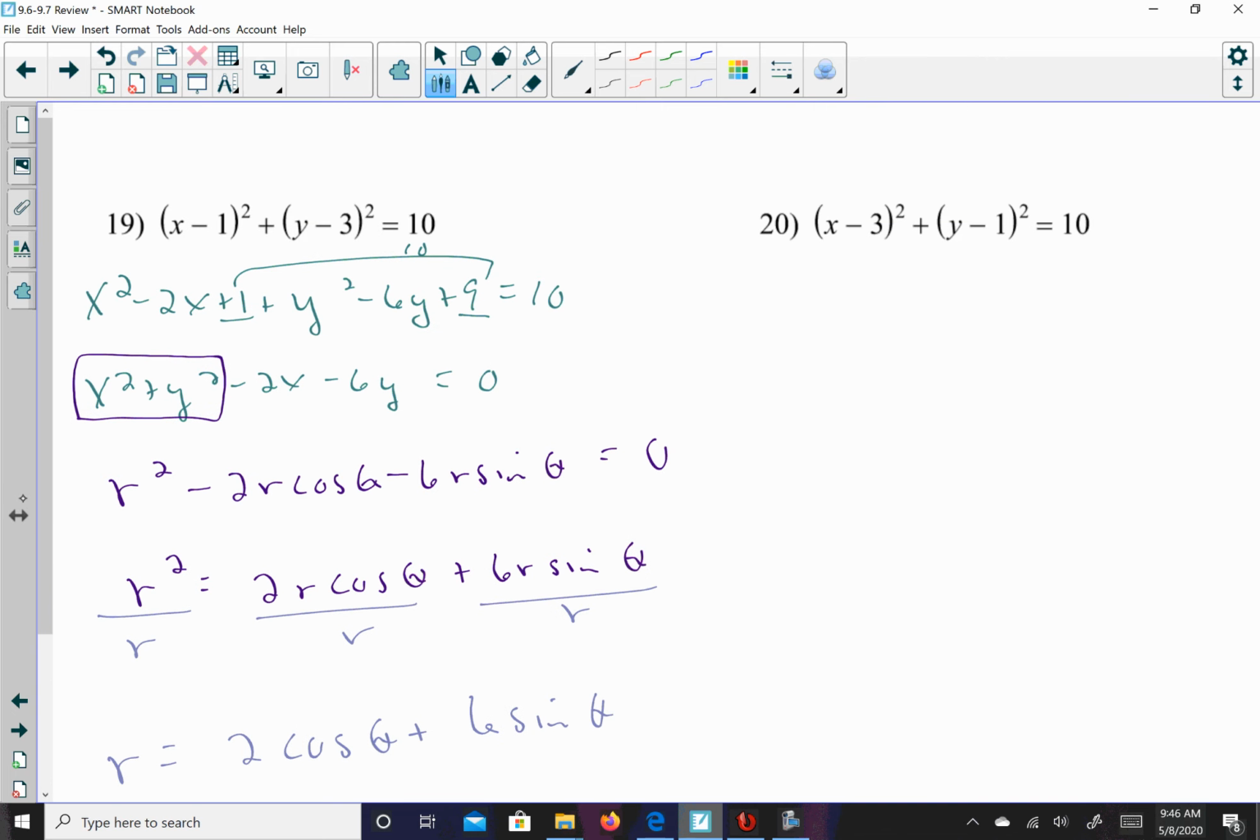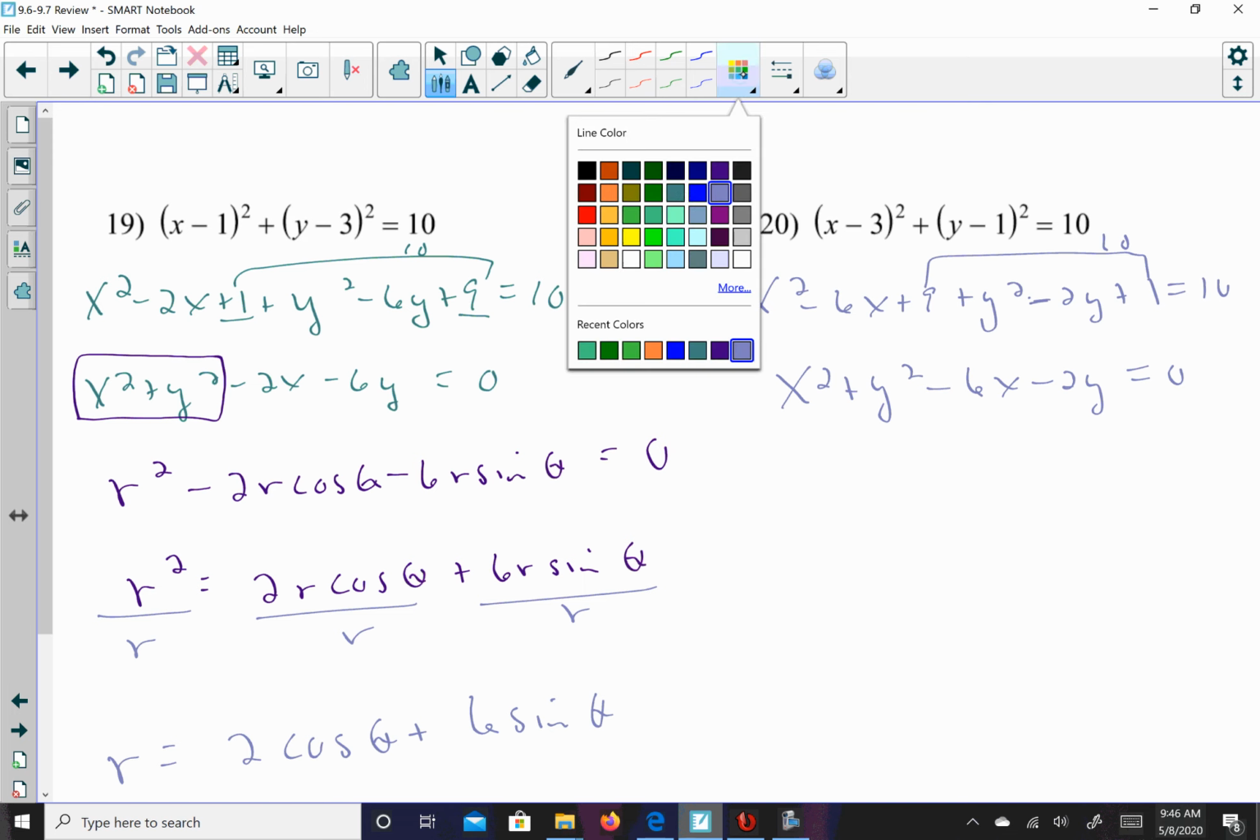Okay, the next one's the exact same procedure. I'm going to first FOIL. So x squared minus 6x plus 9 plus y squared plus 2y plus, oh, that's minus 2y. My bad. It's minus. I'll fix that in a second. Is equal to 10. I'm putting my x squared and my y squared together. Minus 6x minus 2y. This 9 plus this 1 is 10. Subtract 10 from both sides is equal to 0.